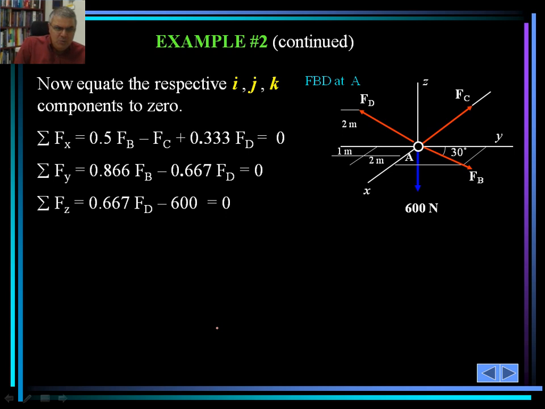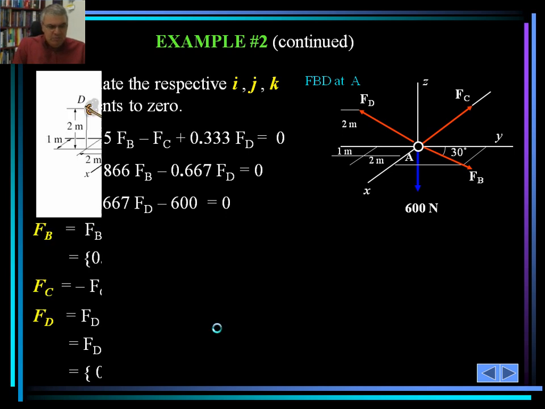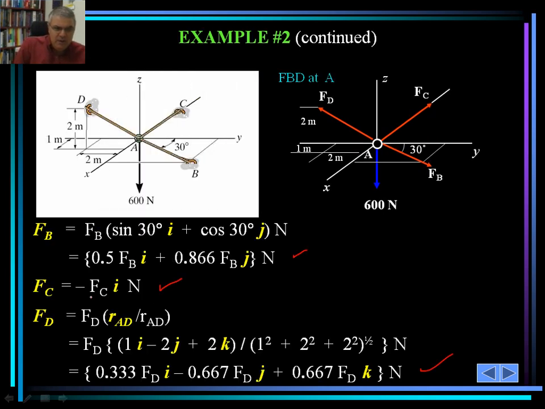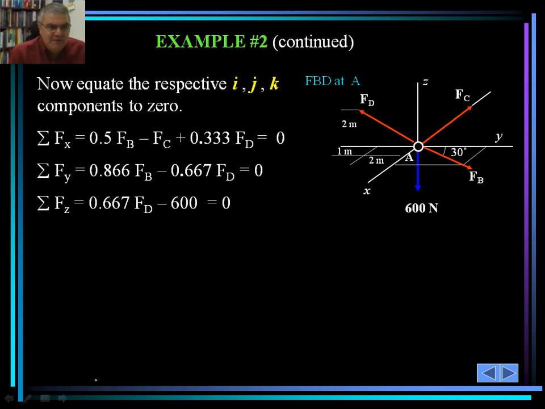And now we are going to equate the respective I, j, and k components to 0, as I just discussed for the previous problem. For the I components here, we have for f sub b, this is 0.5 f sub b. This is the I component, minus f sub c, and f sub d, the x component, also shown here. So we just simply add these up. There are three unknowns here: f sub b, f sub c, and f sub d. Set that equation to 0.